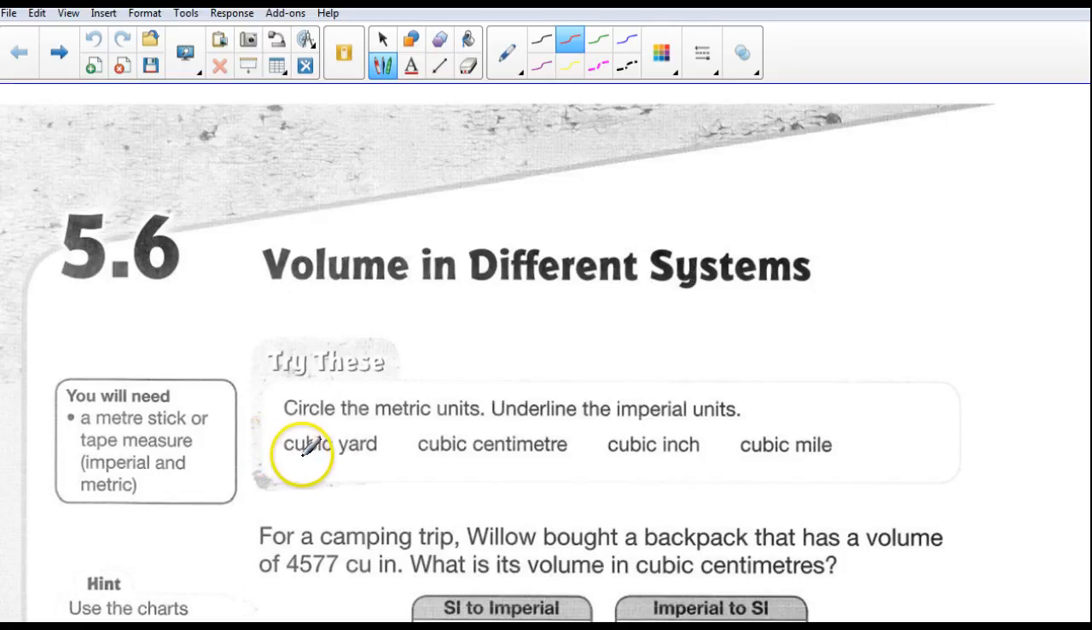Okay, well, circle the metric units. Well, we know yard is not metric, it's imperial, but we know a centimeter is, so we'll circle that one. And then we know inches is imperial, so we won't circle that one. And miles is imperial, so we're going to underline that, and underline that. So you can see we only have one volume measurement for the imperial system and three for the metric and three for the imperial.